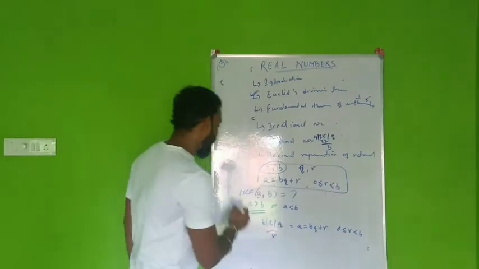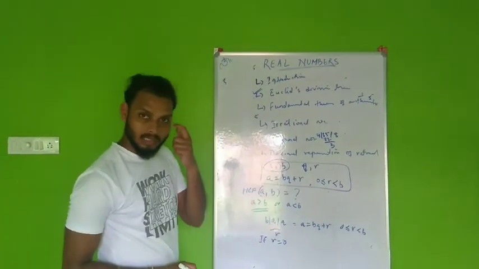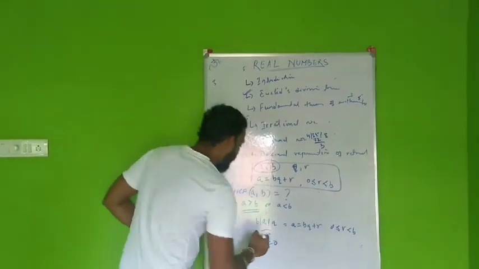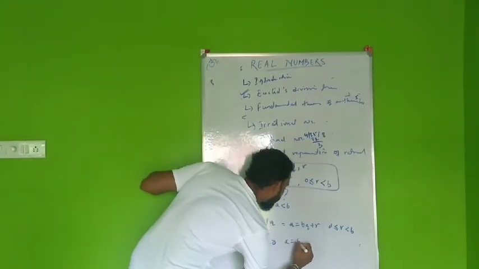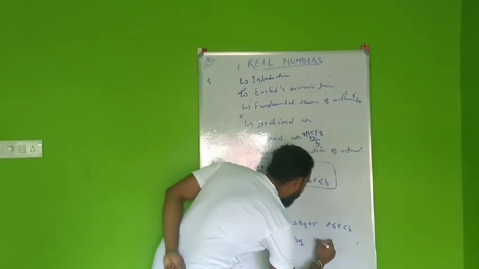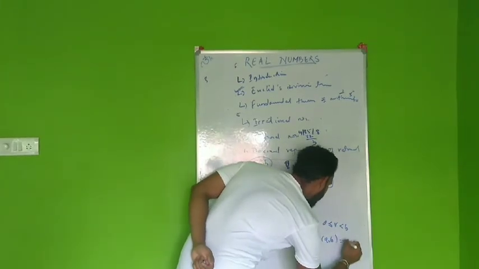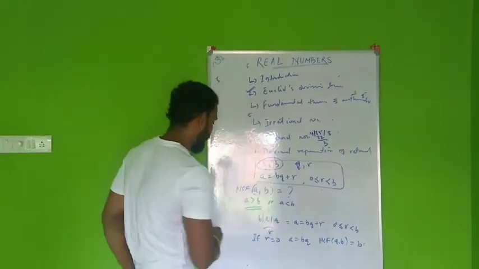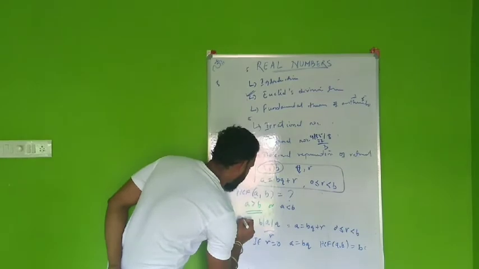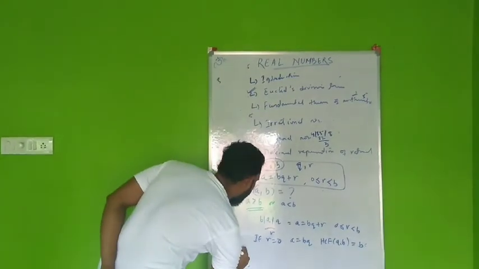Is that clear? So next, if R is equal to 0, that means A is equal to BQ, and that means the HCF of A and B is equal to B. So this is my first step. Next, second step.